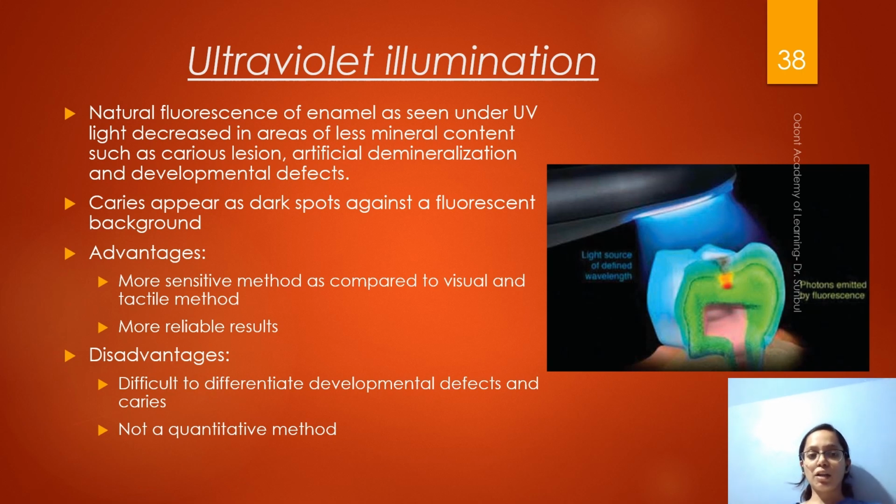Then there is ultraviolet illumination, where the natural fluorescence of enamel is seen in the UV light, where there is less mineralized content in a carious part, they will help us to diagnose, because the caries will appear as dark spots. The advantage is that it is a more sensitive method as compared to the visual and the tactile method, and the results are more reliable. The disadvantage is that it is difficult to differentiate developmental defects and caries with that, and it cannot be quantified.